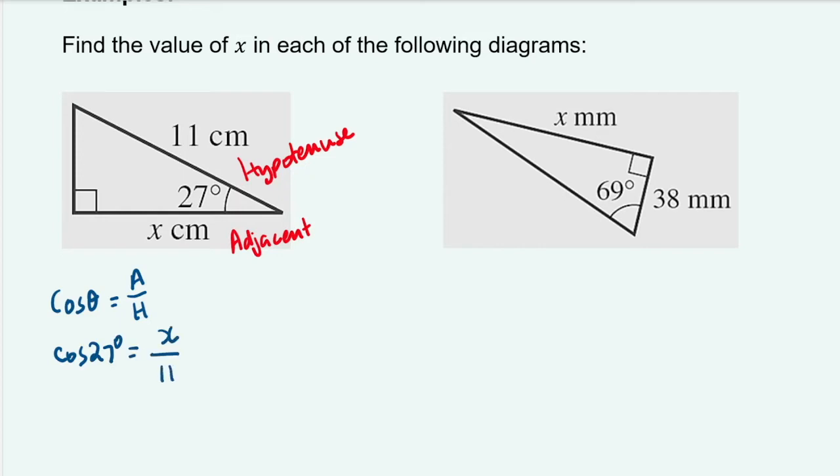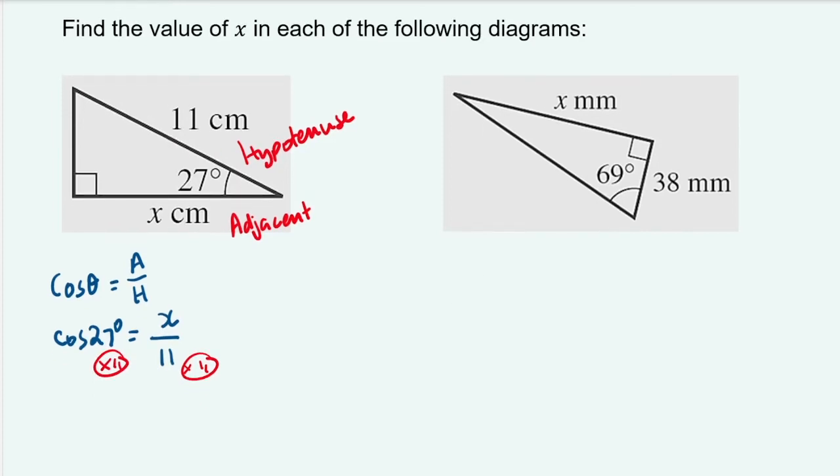So this is the step where we substitute what we know into the equation. And we multiply everything by 11 because we are solving an equation. There's no difference here in solving the equation than any other way that we would solve equations. So we end up with 11 cos 27 equals X, and then we just type that straight into our calculator.